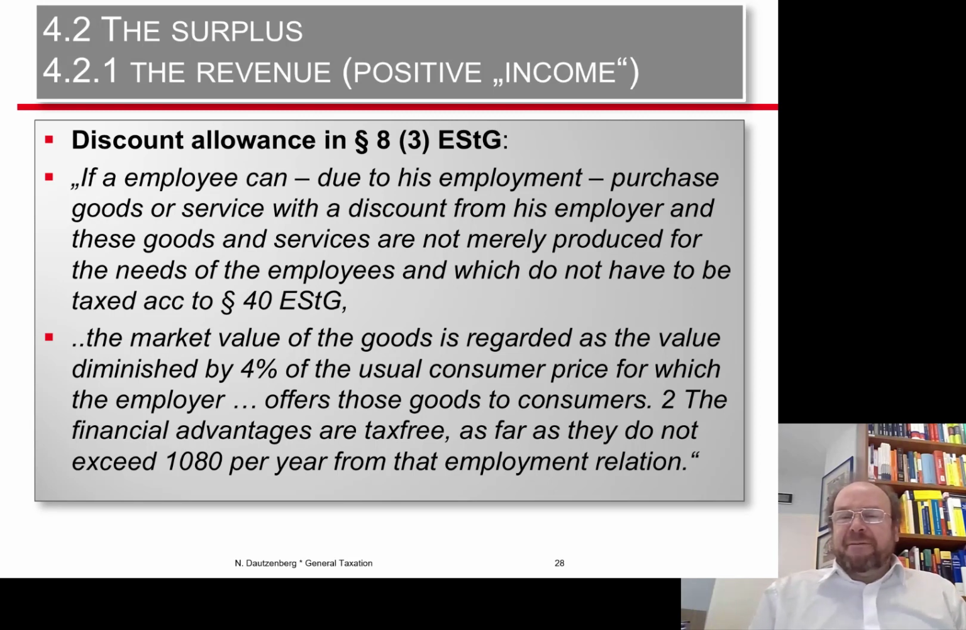And so they feared nearly a revolution in the areas where car factories were when they now began to tax it. So they tried to make the transition as smooth as possible and thought about granting a free allowance for such discounts which you get from your employer to buy the employer's goods and services. And that is the reason behind Section 8.3.